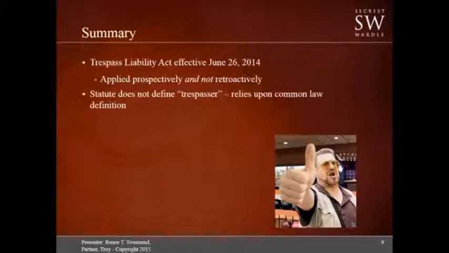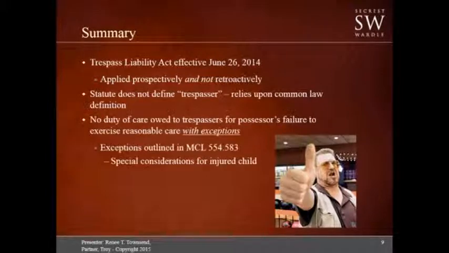The Trespass Liability Act does not define the term trespasser, so it's presumed to rely upon the common law definition that we discussed earlier in this presentation. And then finally, the general lesson to really take from this presentation is that the Trespass Liability Act states that there's no duty of care owed by possessors of land to trespassers with some exceptions. And within those exceptions, there are special considerations for trespassing children.